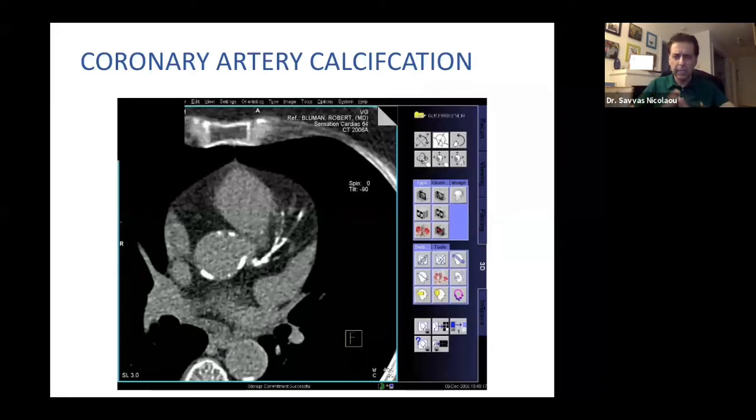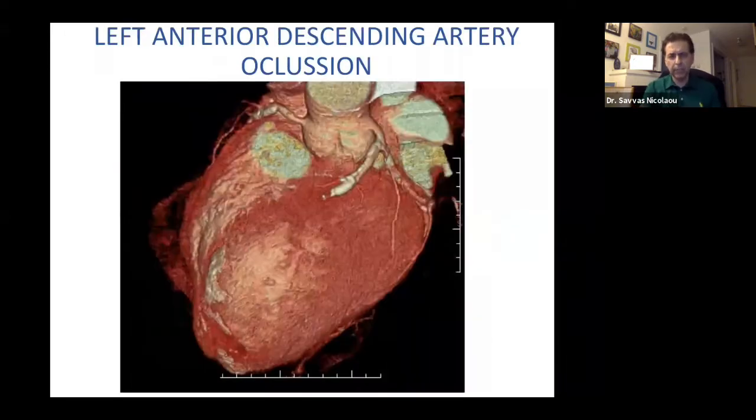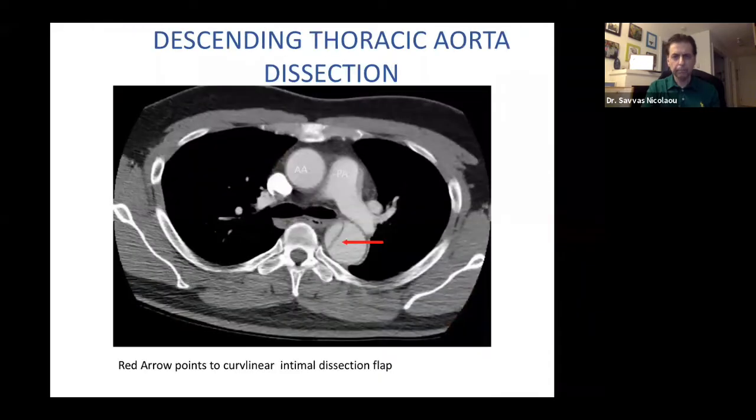And also that can help us stratify them and also allow us to decide how aggressive we would like to be with statin utilization, aspirin, also ACE inhibitors to prevent an adverse cardiovascular disease event. Now, in this particular example, on this volumetric image, this is anterior, the left anterior descending coronary artery. We can see it becomes completely occluded, indicating an acute occlusion of the left anterior descending coronary artery.